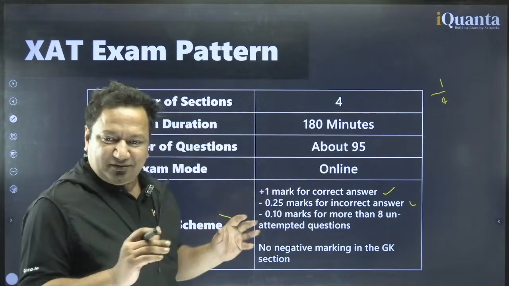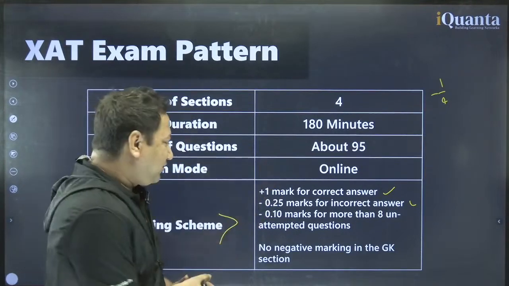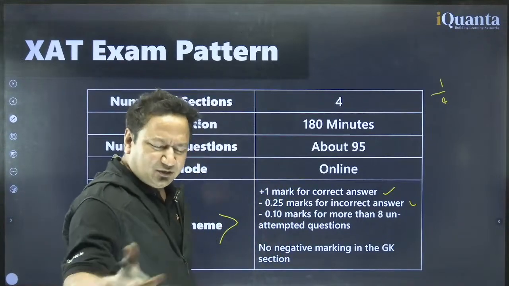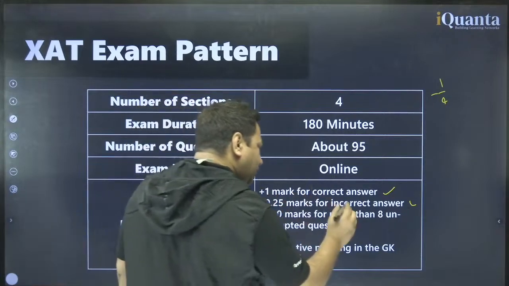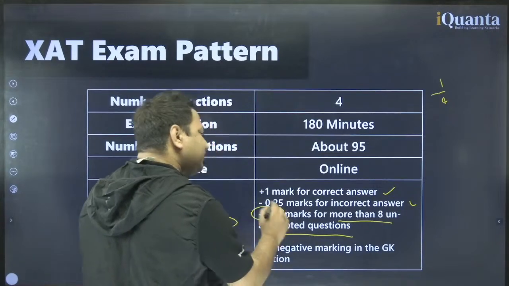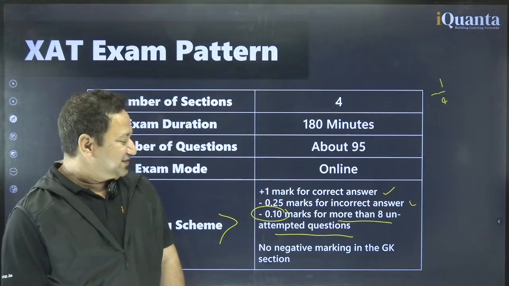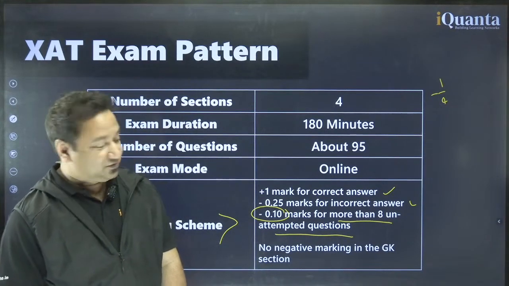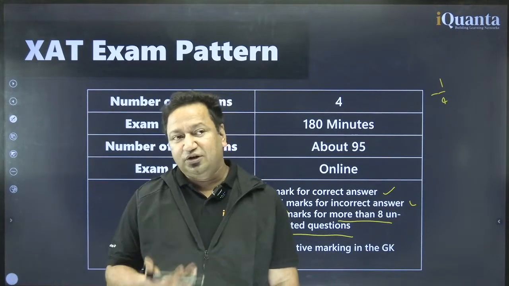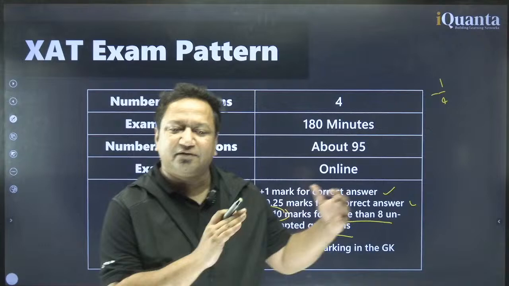And the kind of very interesting, or I would say uninteresting thing about that is that if you do not attempt any question, of course you get 0 everywhere. But here, if you do not attempt more than 8 questions, -0.1 marks will be deducted for every question. That's a kind of penalty. I'm laughing at it, but actually this should be taken care of. So you need to attempt all the questions. Even if you do not know something, you should take care of that. You should not leave more than 8 questions unattempted.